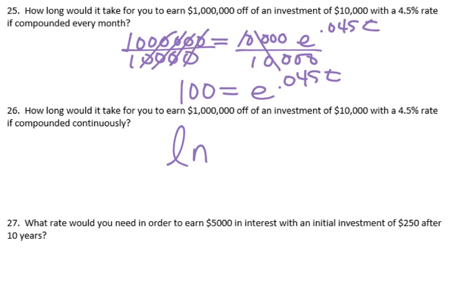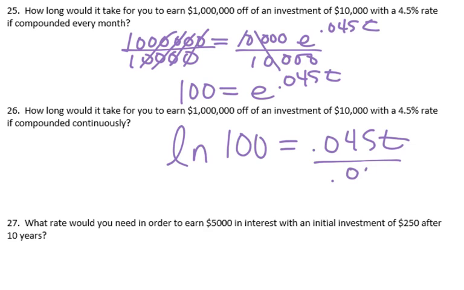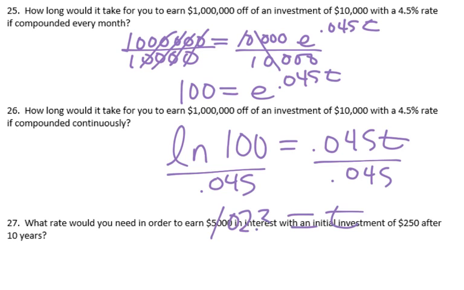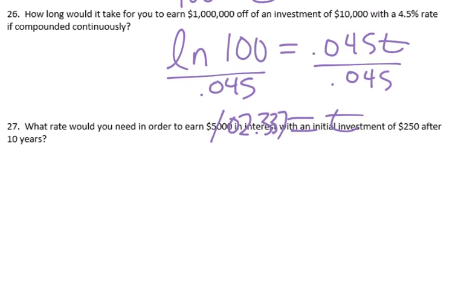That becomes the natural log of 100 equals 0.045 times t, divided by 0.045, and that'll get us our time. So once again, natural log of 100 divided by 0.045, and it would take 102.337 years. So a little over 102 years. That would take some time, wouldn't it?